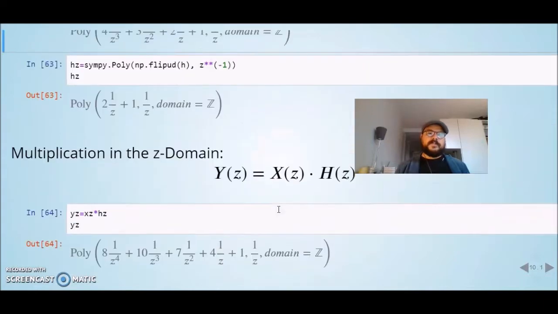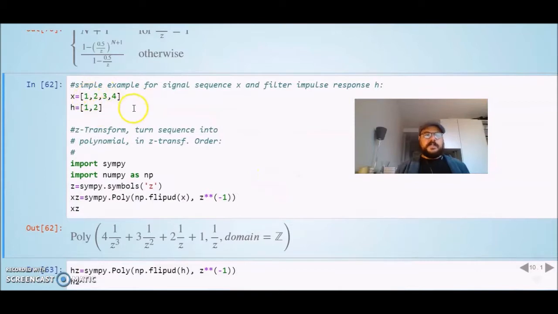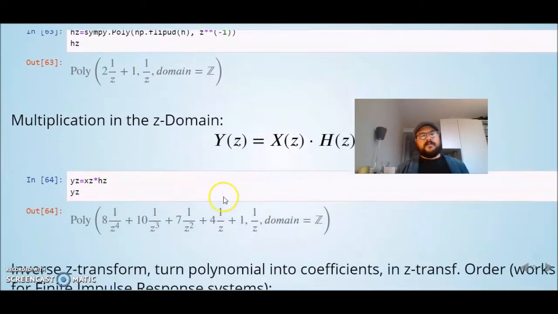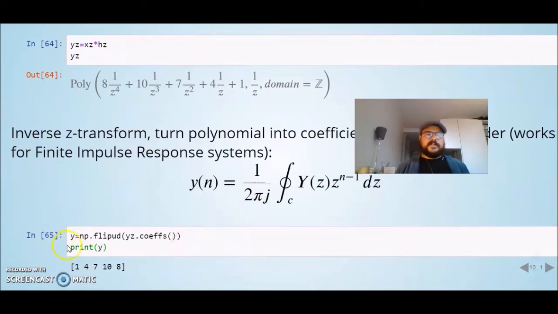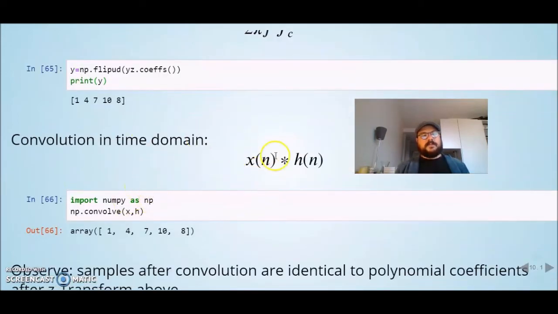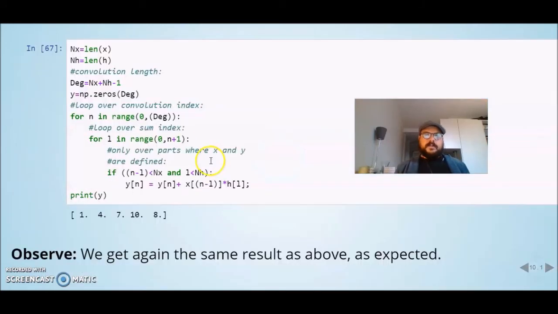So with this simple example, we showed that the convolution in time corresponds to a multiplication in the z-domain. So we took the z-transform of the sequence x and the filter impulse response h, we multiply them in the z-domain, we take the inverse z-transform, which is just the coefficients of this polynomial, and we have the result, which is the same as convolving the two signals. And that's it for the z-transform. Let's move on.